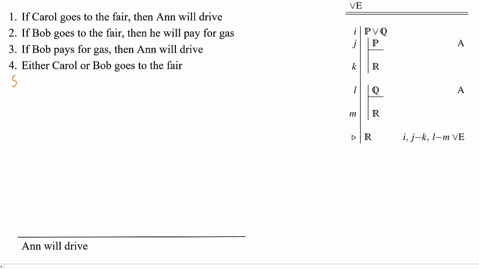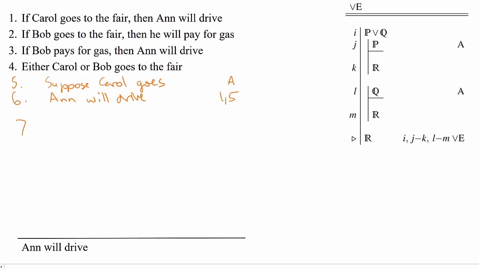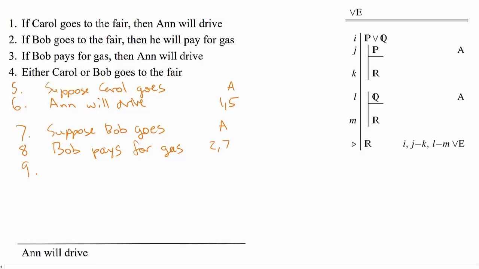First, let's suppose Carol goes. That'll be an assumption. Now, if that's the case, and note that I've indented it to indicate that it's an assumption. If we suppose that Carol goes, then 1 and 5 will get us Ann will drive. Now, hold that thought for a moment, and let's suppose separately that Bob goes. Again, indenting. Well, 2 and 7 tells us that if Bob goes to the fair, he'll pay for gas. So together with 7, that gets us Bob pays for gas. But of course, 3 tells us that if Bob pays for gas, then Ann will drive. So 3 and 8 together get us Ann will drive.